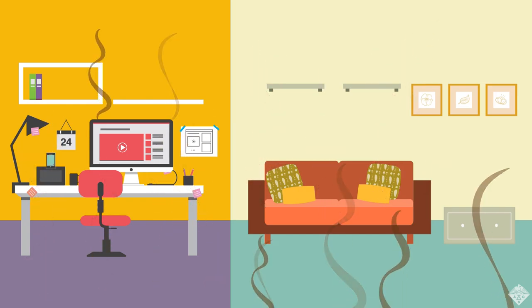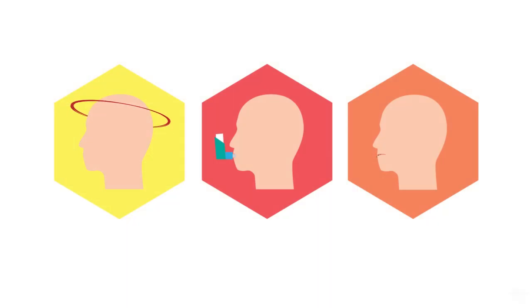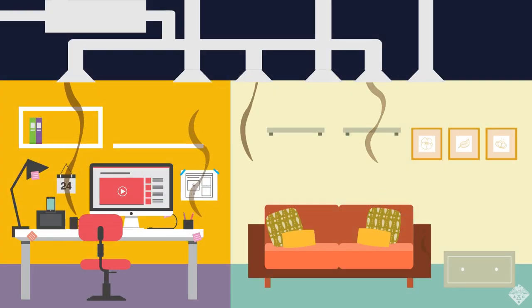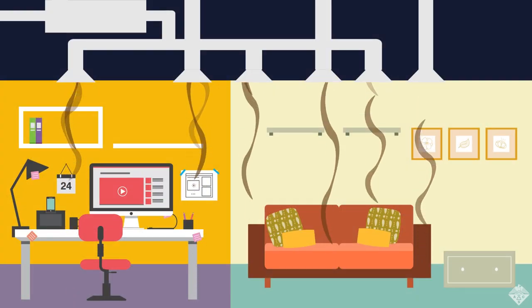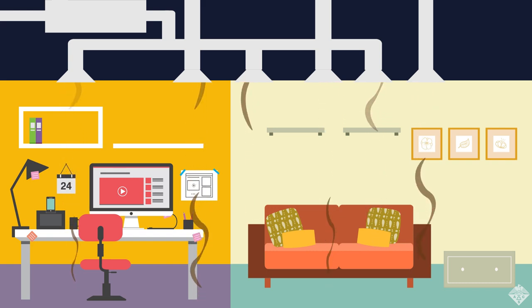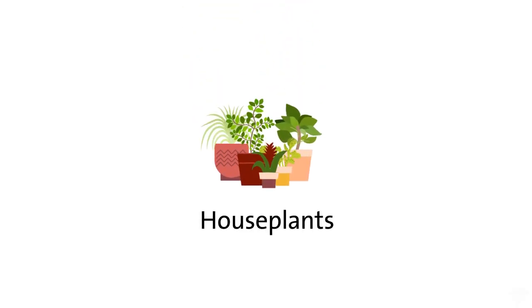Indoor air pollution in your home or office can cause health issues like dizziness, asthma, or allergies. The most common solution is to install ventilation systems. But researchers may have found a cheaper, simpler option to remove indoor air pollutants: houseplants.